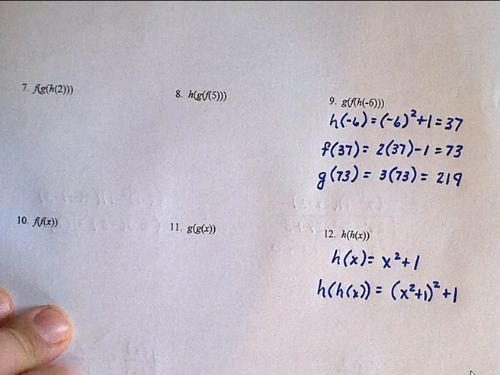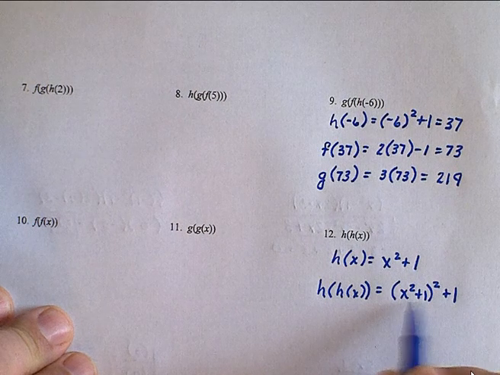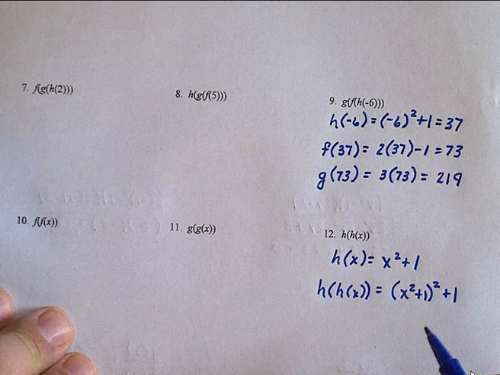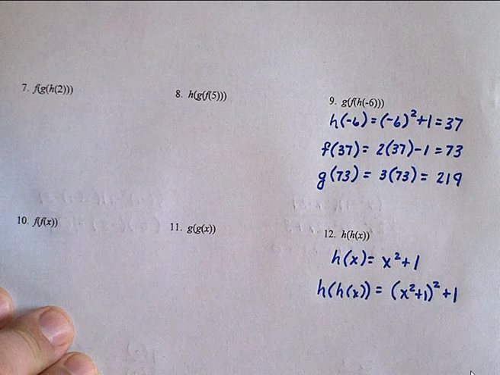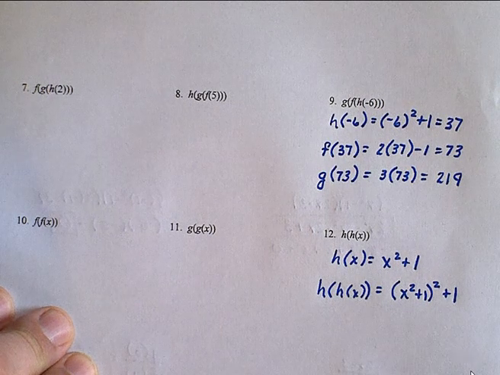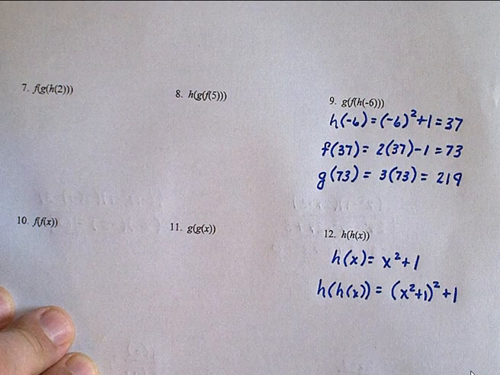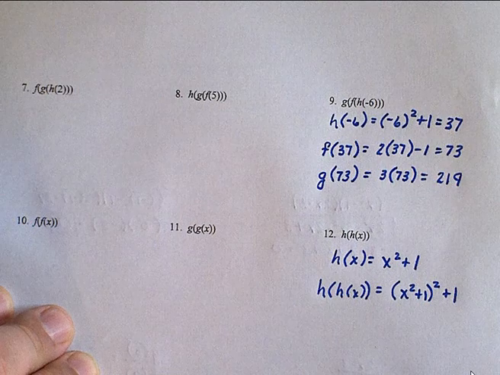Okay? Now, x squared plus 1 squared is the same thing as rewriting it and FOILing it out. Okay? So I need to simplify this expression to get rid of the square, get rid of the parentheses, to get my final answer. And that's what you need to be aware of here.